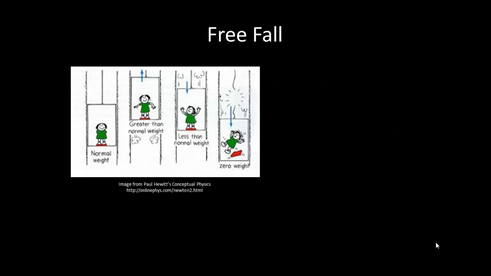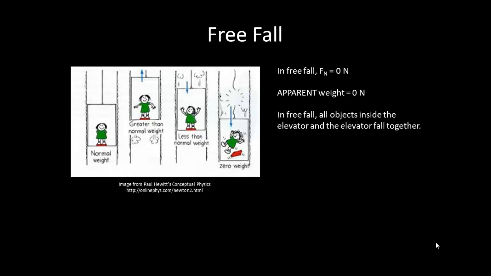So let's take a look at this picture. This is from Paul Hewitt's Conceptual Physics, and it shows a person in an elevator during 4 different situations. The one at the furthest right is when it is in free fall. The elevator cable has been cut, and the elevator and the person begin to fall. And in free fall, that normal force is 0. Another way to say this is that its apparent weight is 0, or the person may feel weightless.